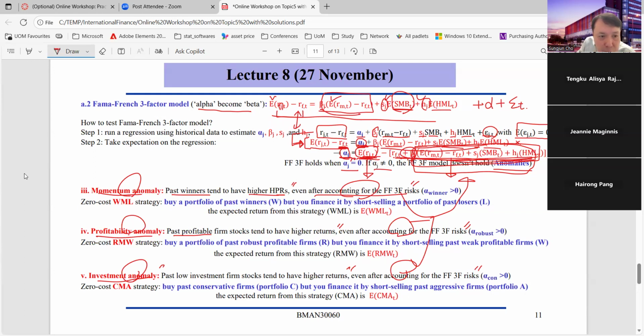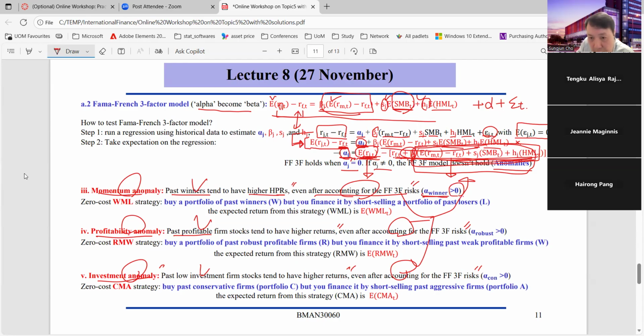So I just explained how to talk about the momentum anomaly. You first define what that is, and then you need to talk about that in terms of alpha. So if you put momentum instead of J, the alpha on that momentum winner should be positive.